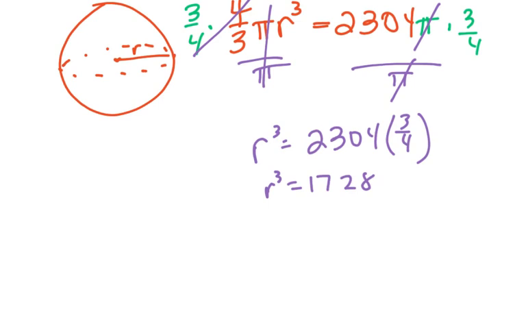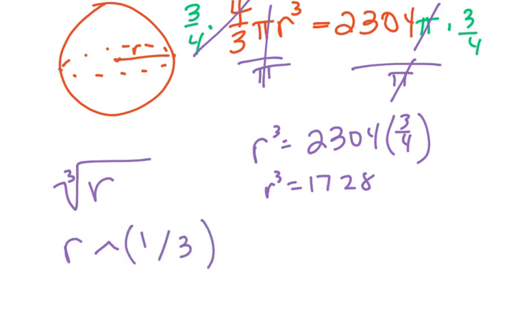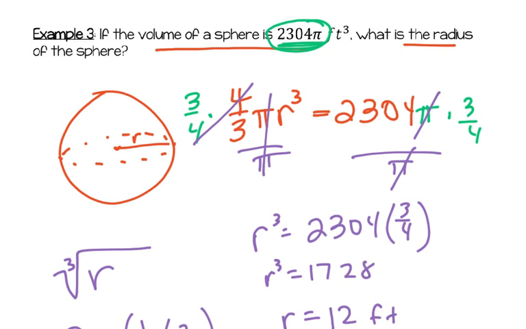So do you remember how to take the third root? If you have the third root of r, that's the same thing as r to the what power? Remember, power and roots, so 1/3 power. So just take 1728 and raise it to the 1/3 power. Put parentheses around your 1/3 in your calculator, and you should get that r is equal to 12. And so that's how many feet the radius is in that situation. So it's a 12-foot radius sphere.